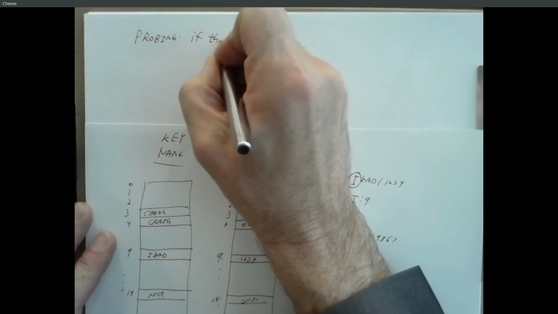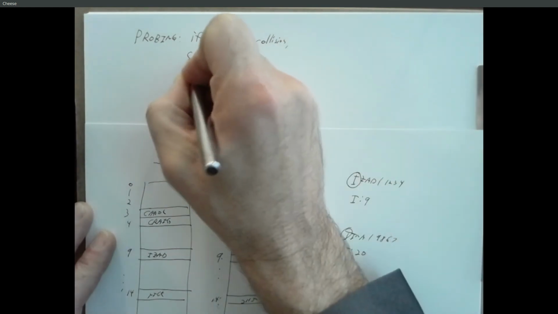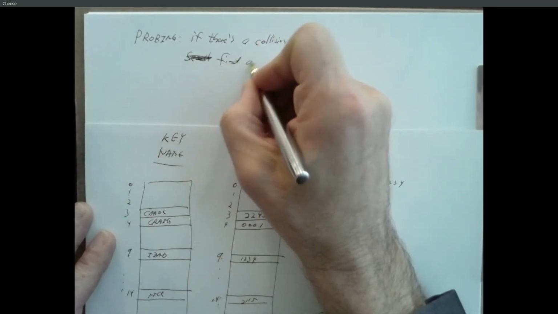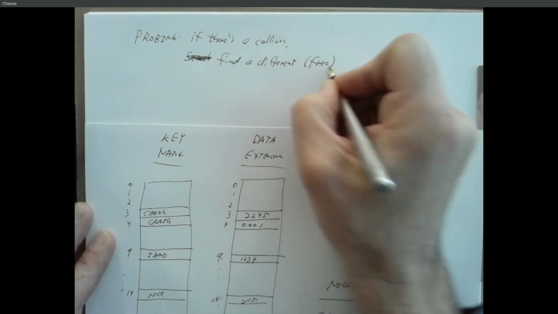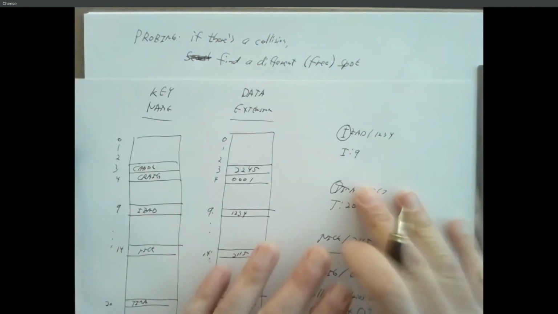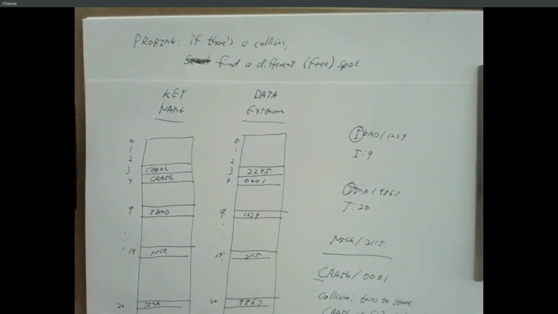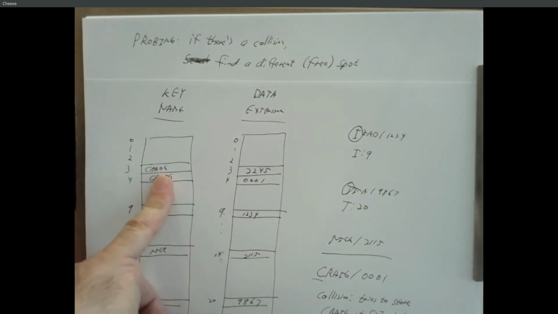So if there's a collision, find a different spot. Try to find a spot that's available and store the name there. That's going to be our preferred way of doing this, but it complicates things because now if we want to find Craig, we would say, okay, Craig is a C, they should be right here, we're going to find Carol instead. So we're going to have to deal with that. But that's going to be the approach that we take.